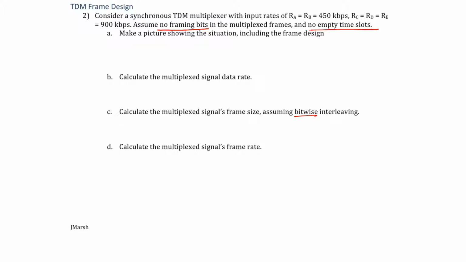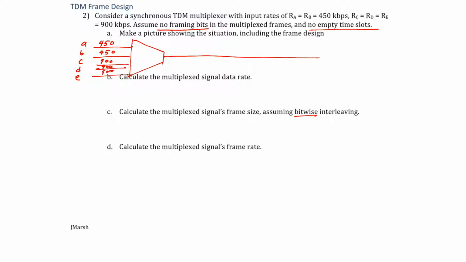Eventually it asks us to assume bitwise interleaving here. So let's draw a picture of two 450s and three 900s. Didn't leave much room for it, but there they are. And let's call these A, B, C, D, and E.